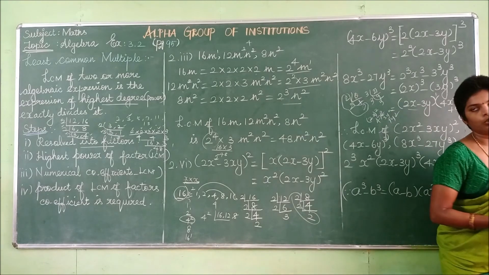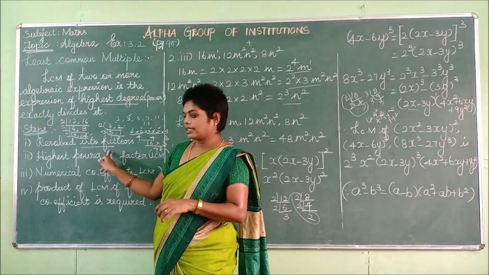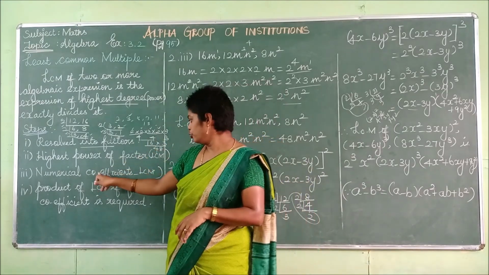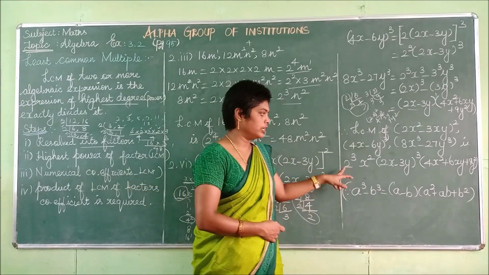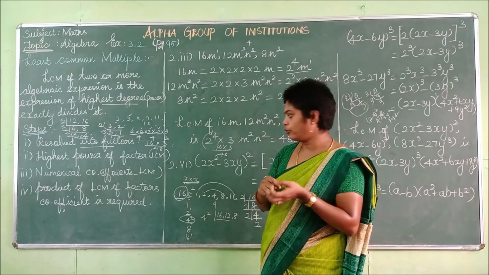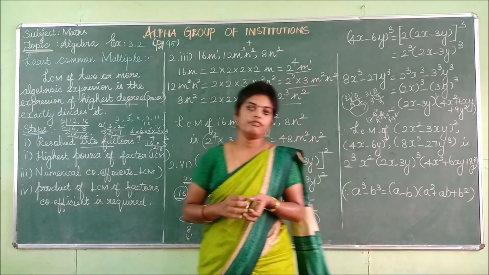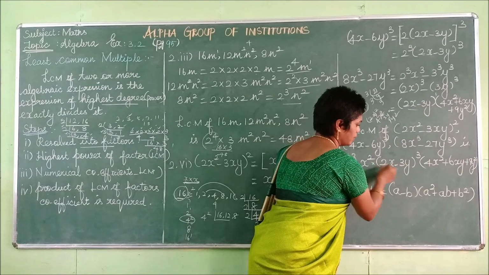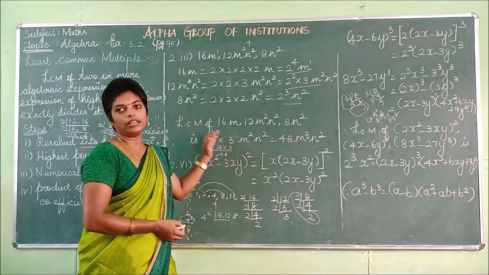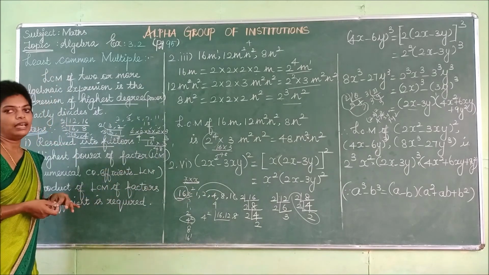Likewise you have to answer. So look, in each and every problem, first find the factors, then look at the highest power of the factor, which will be taken as the LCM. Third, the numerical coefficient. The numerical coefficient here is 2 power 3. The product of the LCM of the factors with the numerical coefficient is required. So these are the steps you have to use to solve the LCM value.